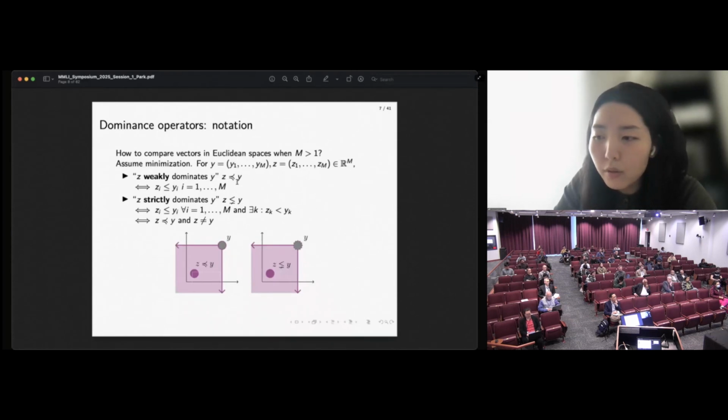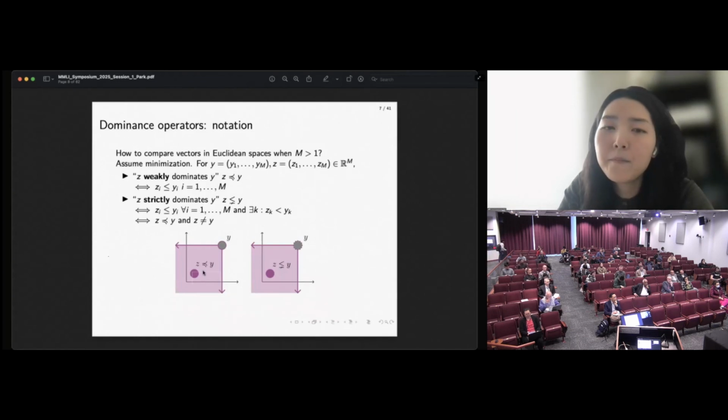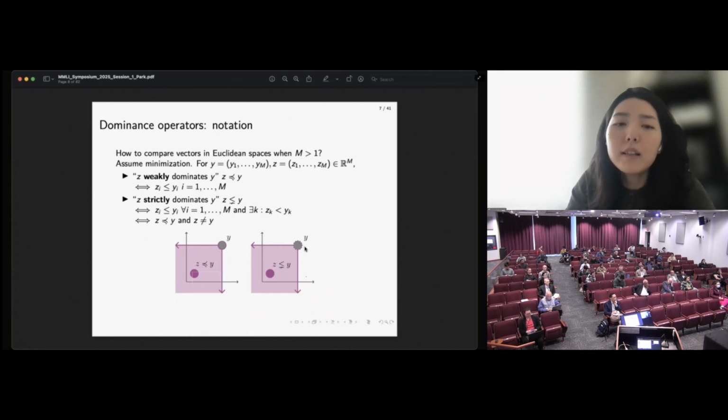So for m equals 2, y is here, and z that lies anywhere in the pink region, including y itself, would weakly dominate y. And strict dominance is a stronger condition where z weakly dominates y and doesn't equal y. So in case it's not showing clearly, we don't include y itself, so the circle around y is dotted, not solid. So in m equals 2, you can basically orient yourself like the more inner points dominate the more outer points.